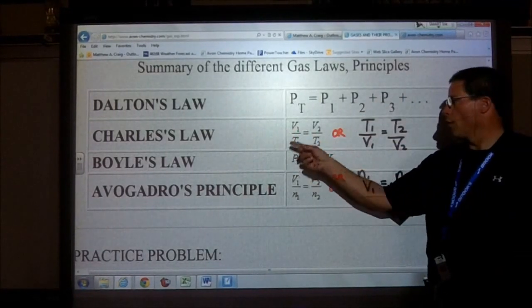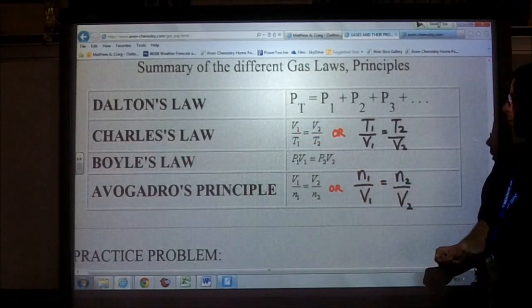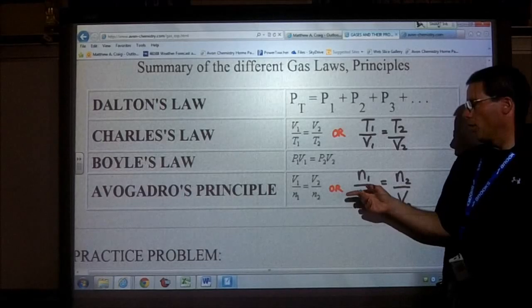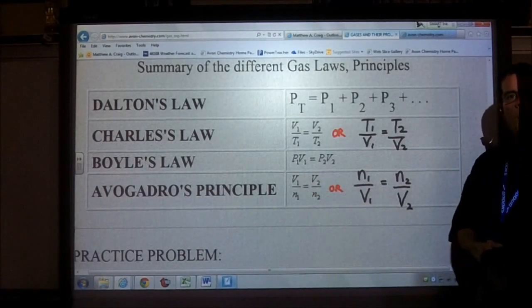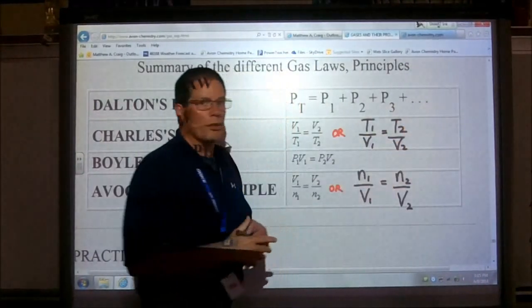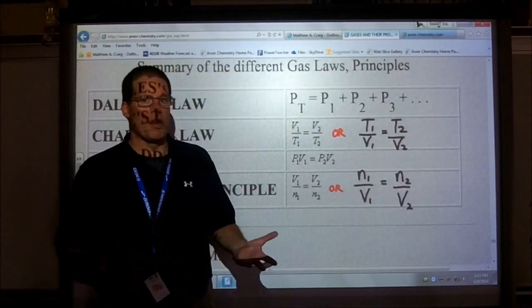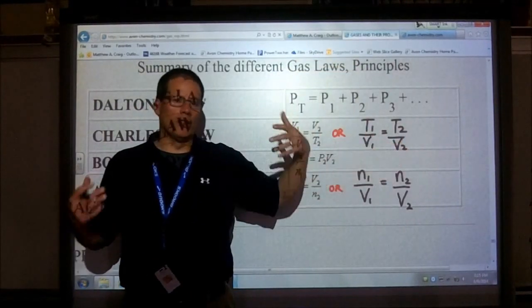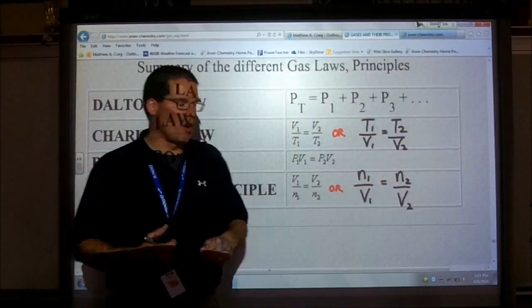Like with Charles' law, we have a volume-temperature relationship. With Boyle's law, we have a pressure-volume relationship. And with Avogadro, we have a volume and number of moles relationship. And Dalton's law of partial pressures only deals with pressures, so there's nothing else involved there, and you have at least two or three different types of gases involved.